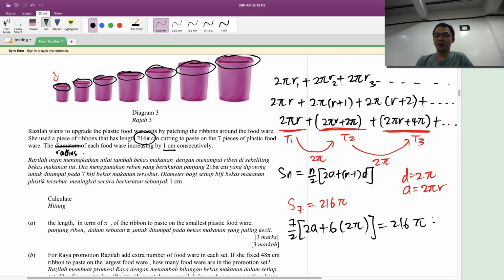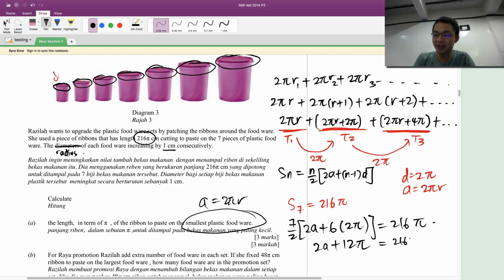Of course, I will need to solve this to actually get my a, because they want the smaller plastic footwear. This one means my a. They want the length of it. So that means because my a is actually 2 pi r, I can leave it in a, or I can substitute 2 pi r to find r first, then substitute back to the 2 pi, also can. But normally I prefer like this. So I will say this is 2a plus 12 pi equals 216 pi multiply 2 over 7.